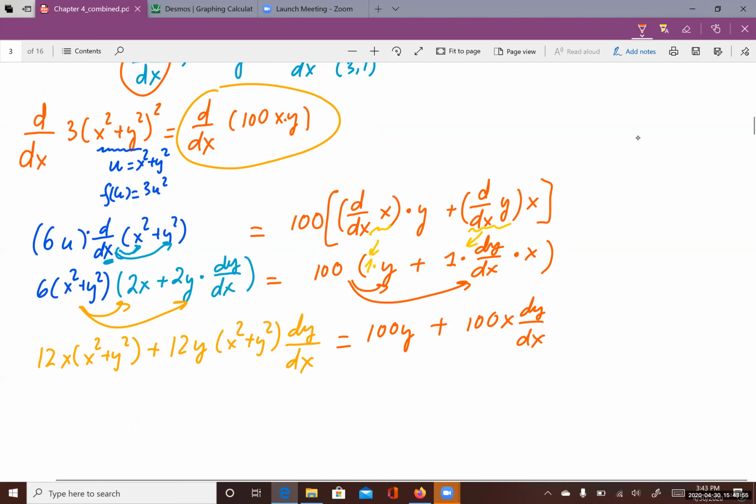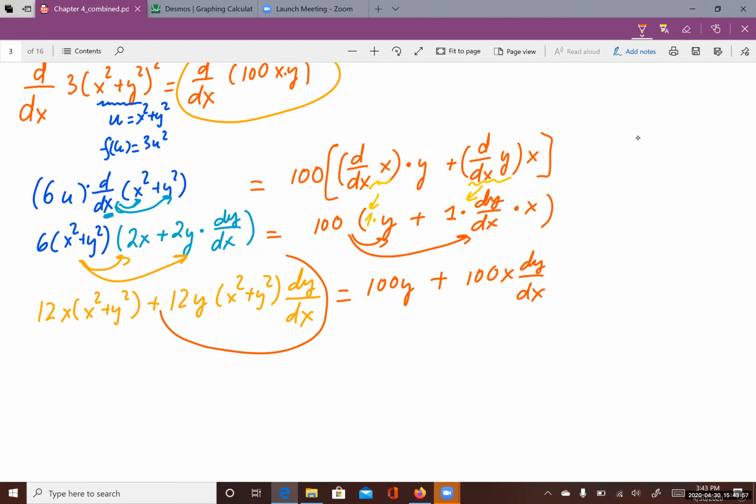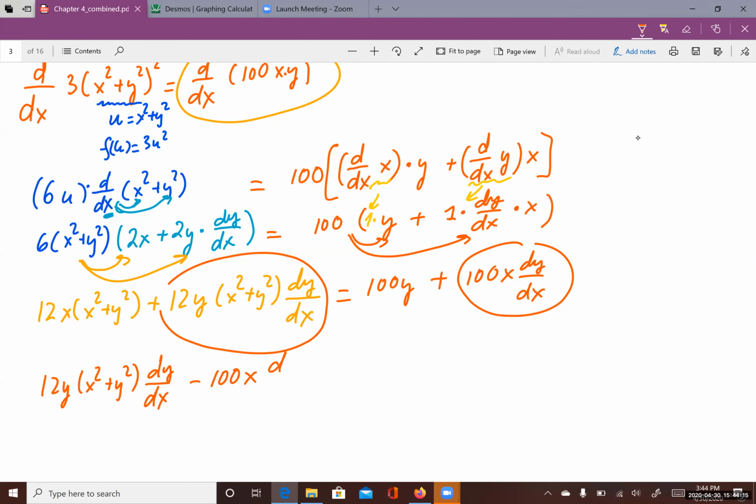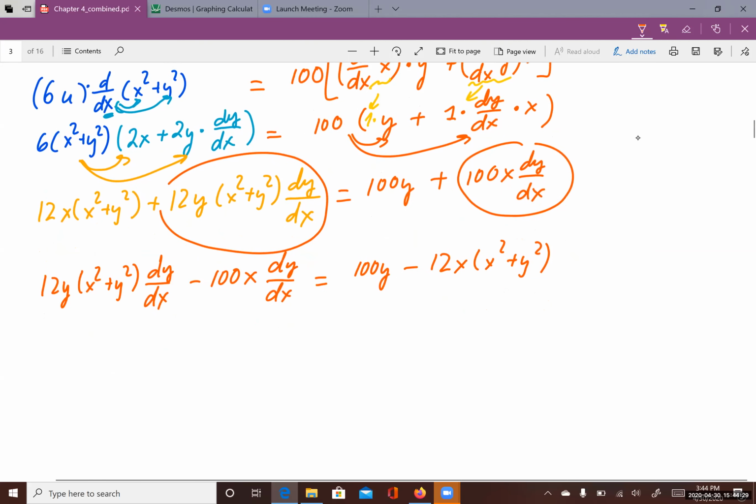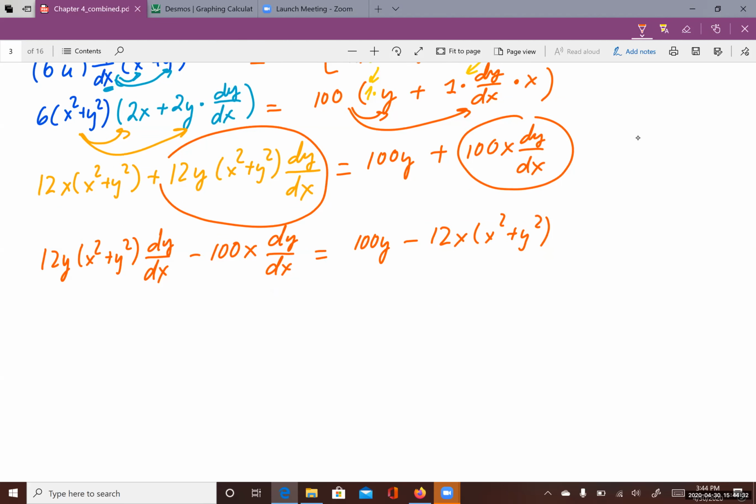All right, now is the step when I can pull the dy over dx terms to one side and everything else to the other side. So I keep these terms here: 12y(x squared plus y squared) dy over dx. And I bring this term over, minus 100x dy over dx, equals 100y. And I bring these terms over to the right, so minus 12x(x squared plus y squared). Okay. Again, the next step is I want to factor the dy over dx out.